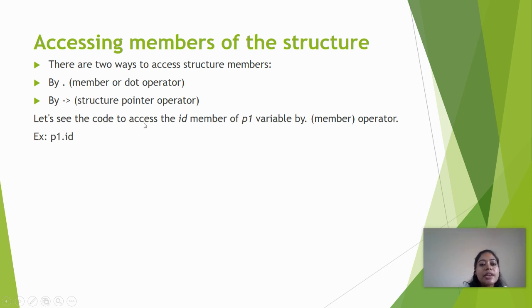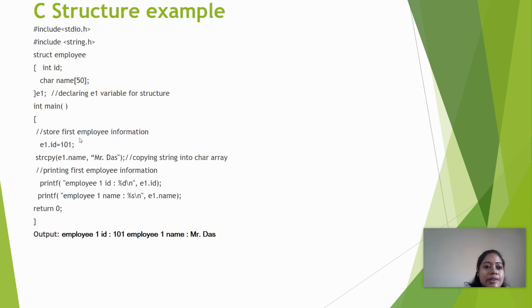Let's see the code to access the id member of the p1 variable by the dot operator or member operator. So p1.id will be the code actually. So let's see the example. So here is my header file. Then for taking the input for the name of the employee, I'm including string.h.